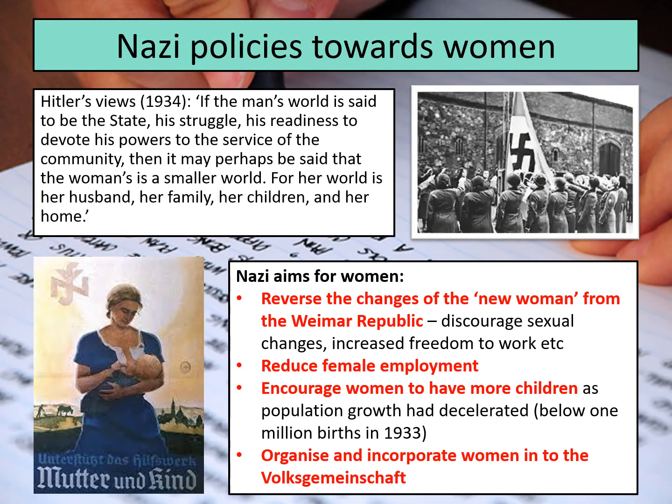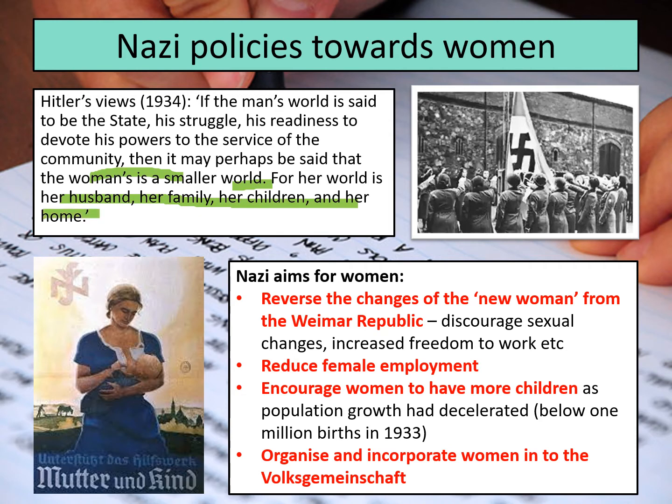So the next group you need to know about is Nazi policies towards women, which can be summarised in Hitler's views here of the different roles of men and women. He said in 1934, if the man's world is said to be the state, his struggle, his readiness to devote his powers to the service of the community, then it may perhaps be said that the woman's is a smaller world. Her world is her husband, her family, her children, and her home. And that certainly summarises Nazi policies towards women.